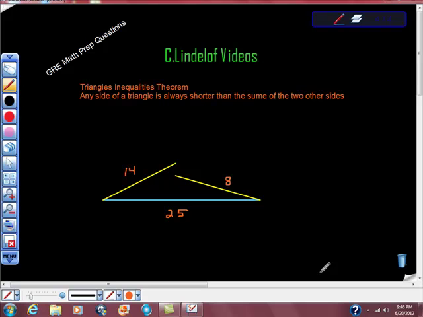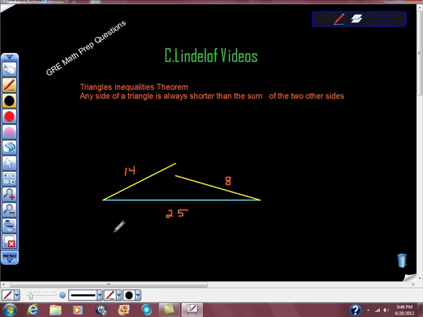So here's the triangle inequality theorem for GRE math prep questions. It says any side of a triangle is always shorter than the sum of the two other sides. So my question to you is, if I adjust this, if I move this thing up, will it touch here? And how would I know that?